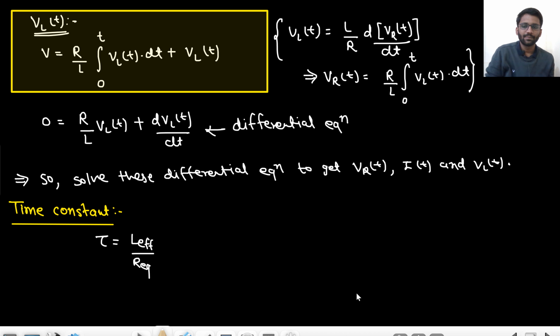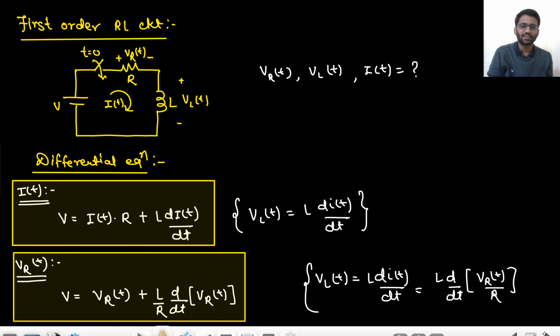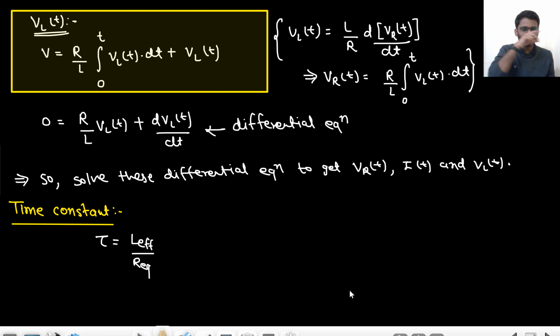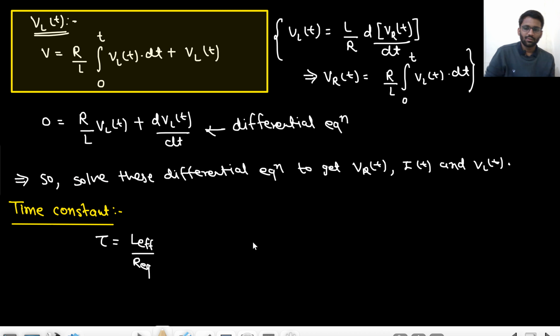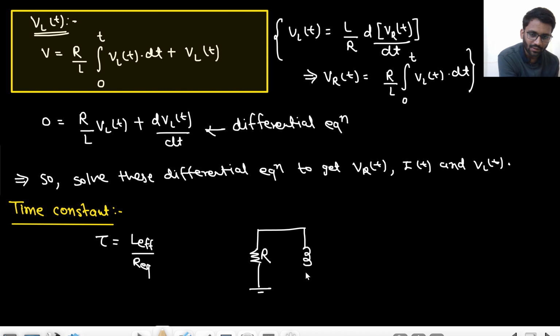Tau is equal to L effective by R equivalent. So what is the time constant of this circuit? While finding the time constant, what do we do? We nullify the effect of input voltage or independent voltage source, so voltage sources and current sources actually. We nullify the effect of independent sources. So what are the independent sources here? Only a voltage source. So what will happen? One end of resistor R will come to ground, and one end of resistor R will be connected to inductor L.